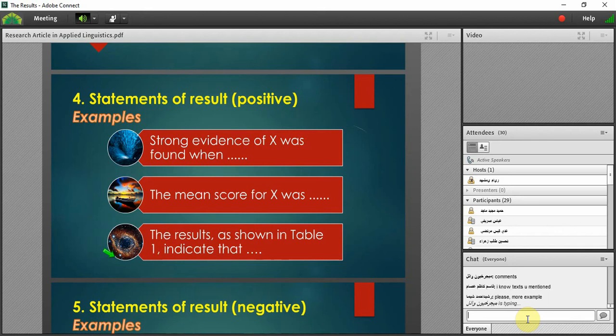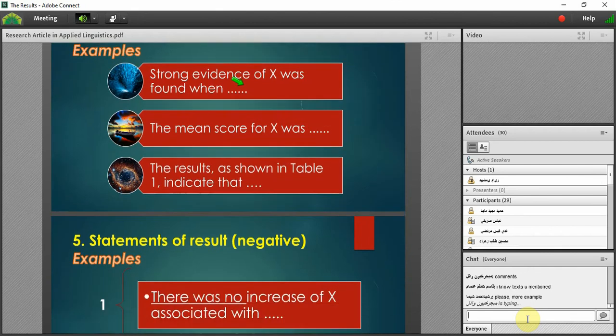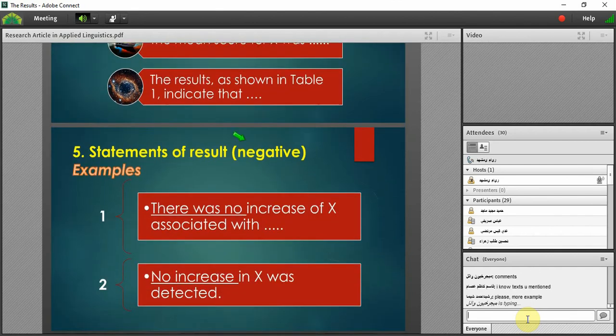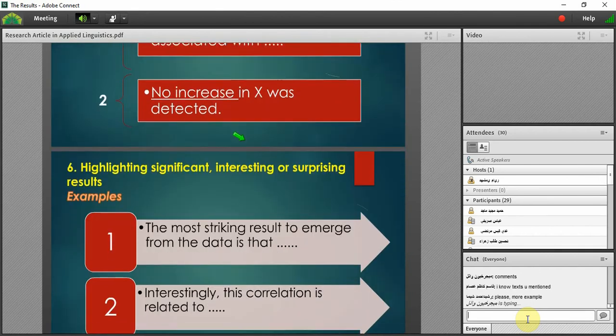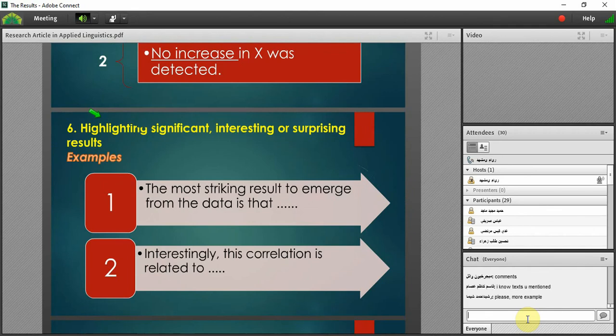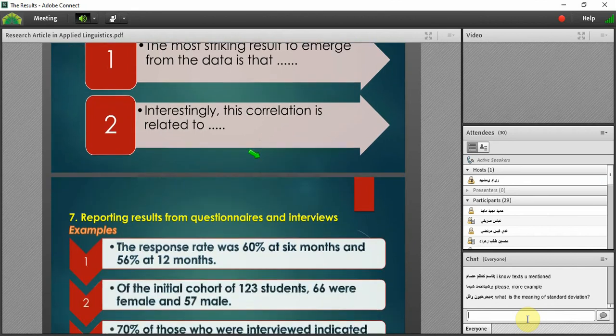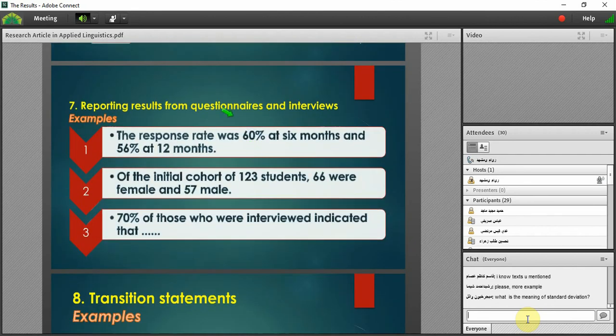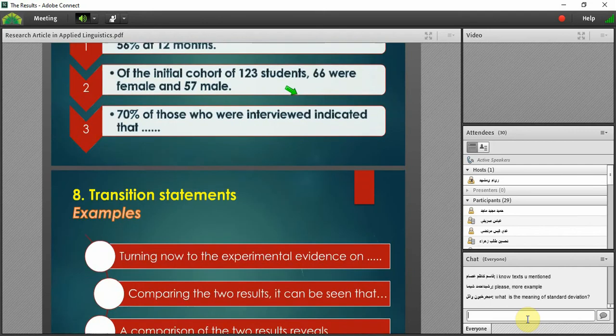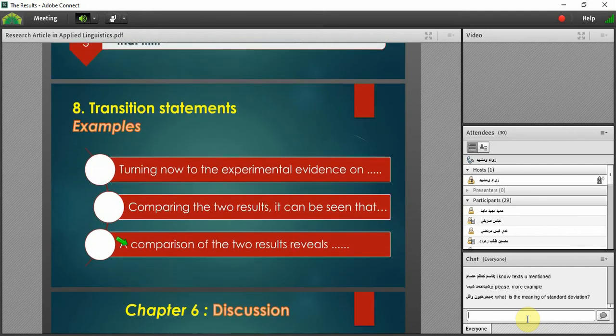Okay? You should tell the readers if the results are positive, if the results are negative. I will show you some more articles from me, don't worry. And then you should highlight the significant results, okay? Just report the results. The most striking result to emerge from the data is that, okay? The correlation is related to. You should also report the results from questionnaires, from interviews. You need to compare the findings, okay?